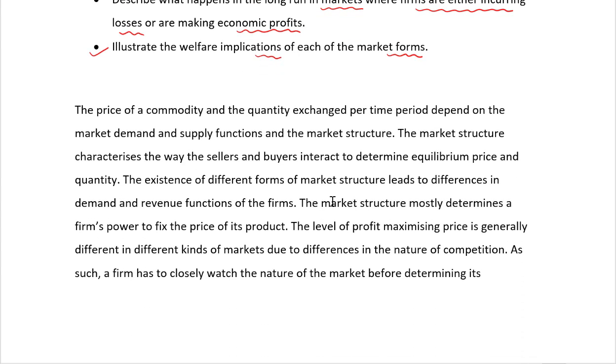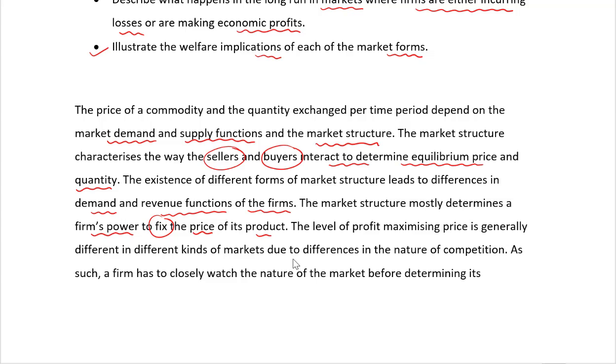The price of the commodity and the quantity exchanged per time period depend on the market price as well as the market supply function and the market structure. The market structure characterizes the ways the seller as well as the buyer interact to determine the equilibrium price and equilibrium quantity. The existence of different forms of market structure leads to differences in demand as well as revenue functions of the firms. The market structure mostly determines a firm's power to fix the price of its products.